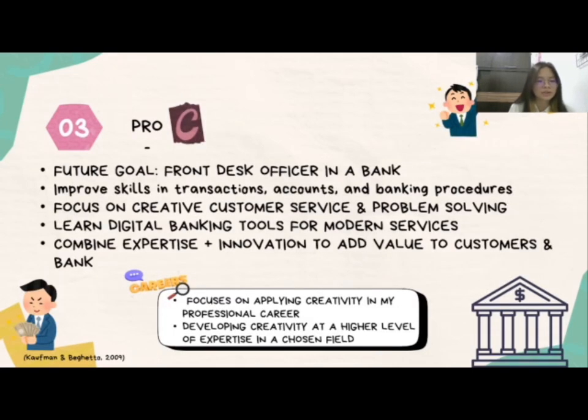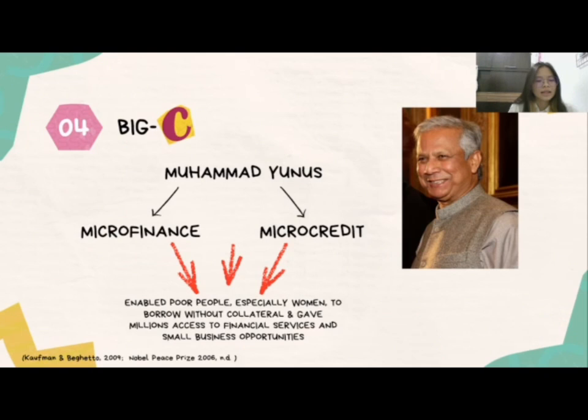Next is the Pro C. In my future career, I want to work as a front desk officer in a bank. I will develop skills in handling transactions, customer service, and digital banking too. This is the Pro C because it applies creativity at a professional level to bring value to clients at the bank. Last is the Big C.